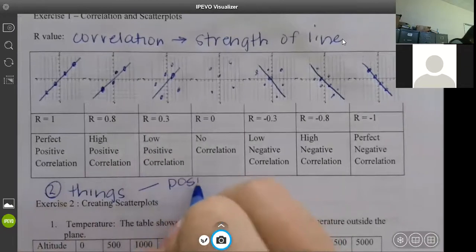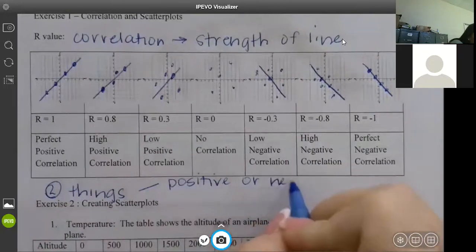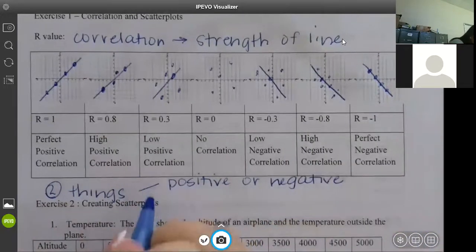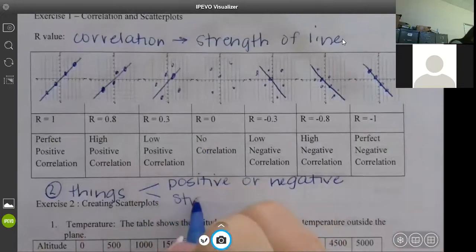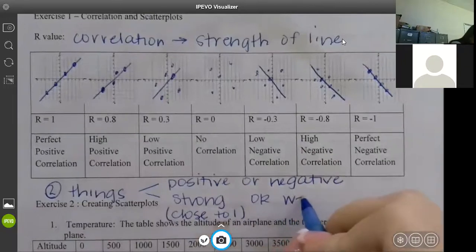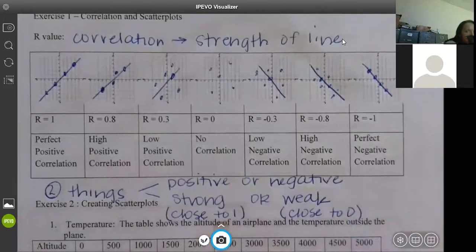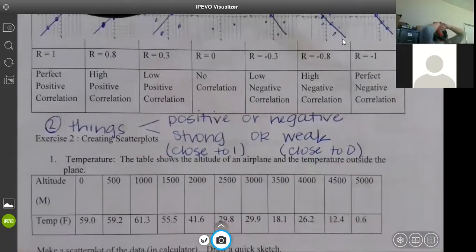The first one, is it positive or negative? How will you know? If it's a positive number, then it's positive. If it's a negative number, then it's negative. If it's close to 1, it's strong. If it's weak, it's close to 0. So the 2 things that it tells you is if it's positive or negative. And again, you'll know because it says R equals positive 1. Or if it's negative, it'll say negative 1, negative 0.8.